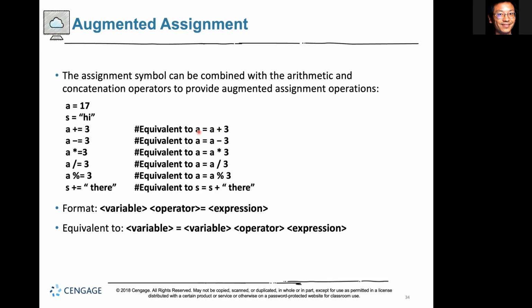All right. So the format is a variable, operator, equal, and the expression. And this is equivalent to variable equal variable operator expression. This is assuming your operator is a binary operator, so it takes 2 operands here.